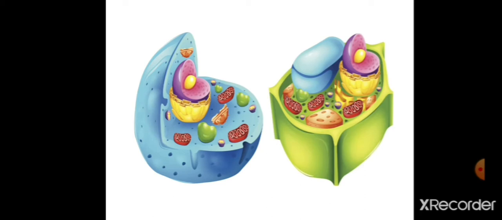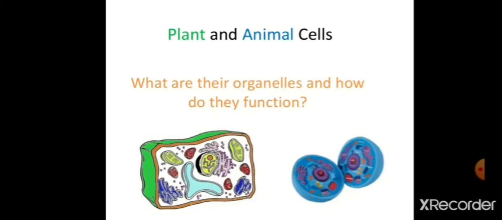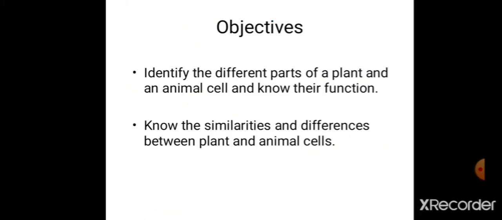So the topic for today is cell structure and organization. We are going to study plant and animal cells and what are their organelles and how do they function. So the objectives of today's class is that by the end of this discussion, you should know how to identify the different parts of a plant and an animal cell, should know their function, and you should also know the similarities and differences between a plant and an animal cell. So ready? Let's begin.